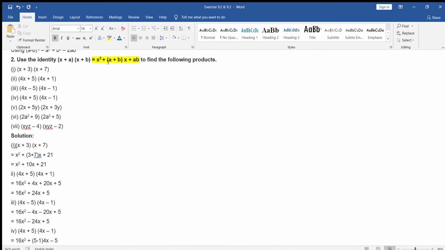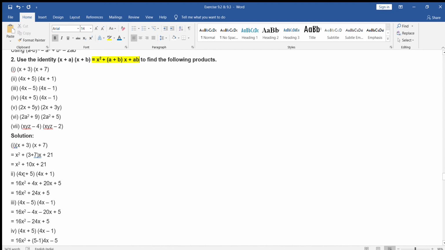This is our identity. So just see how we have put the values, just compare. Instead of x we are having x, instead of a we are having 3, instead of b we are having 7. So x square is the same, a plus b means 3 plus 7, a into b means 21. Okay, similarly just see the second part.